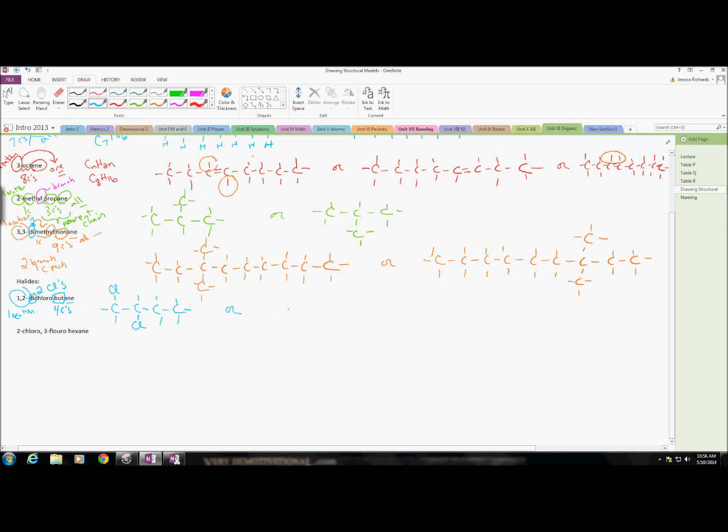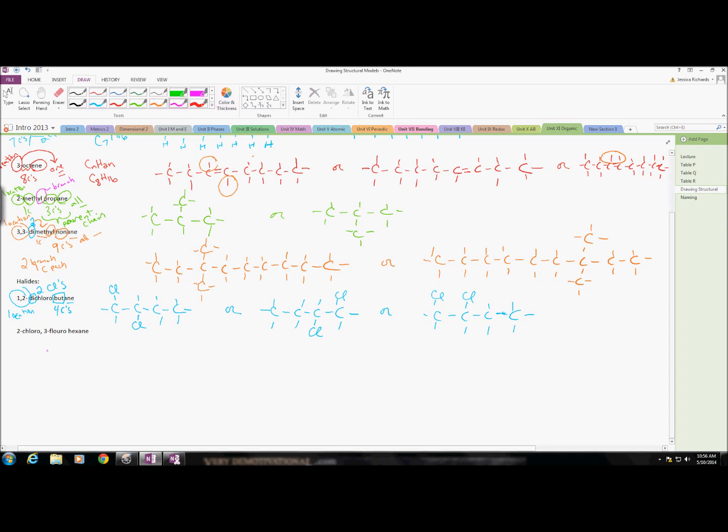Again, other ways that would be acceptable to draw it would be to put the chlorines on the other end of the chain. You could also put them on the same side. These are all going to be the same thing for our purposes. These would all be 1,2-dichlorobutane for what we're asked to do.